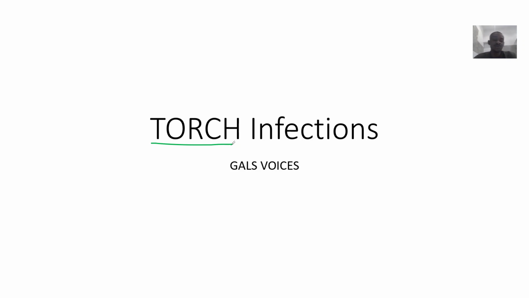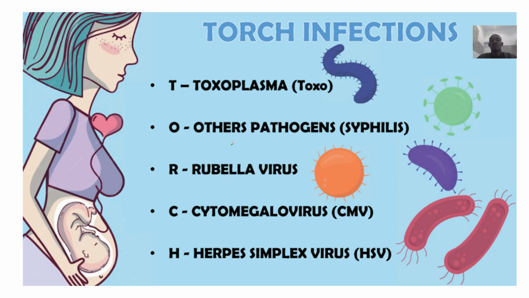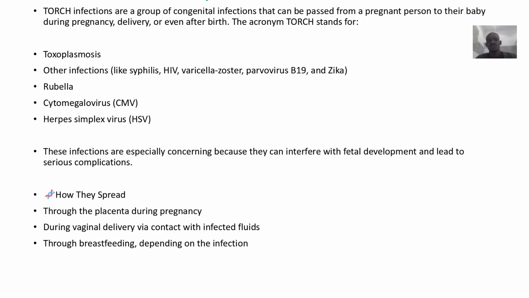Alright. For most students watching this, or for most patients watching this, basically they want to know the full meaning of TORCH. So you can see that TORCH means: Toxoplasma, that's the T. O is other pathogens like syphilis. R is Rubella virus. C is Cytomegalovirus. H is Herpes simplex virus. Okay, so it's just a group of congenital infections.